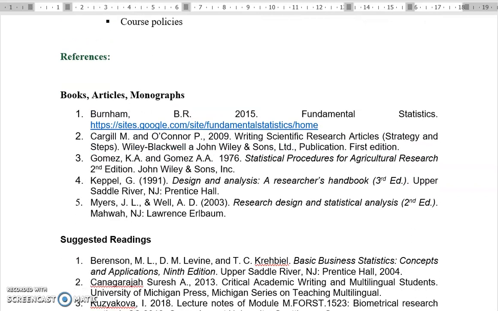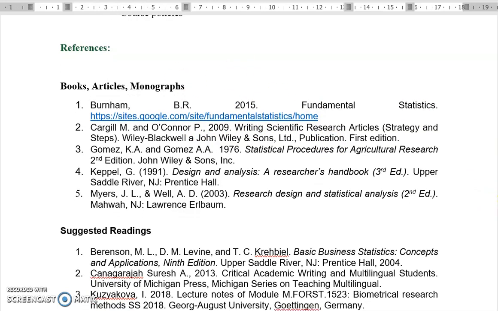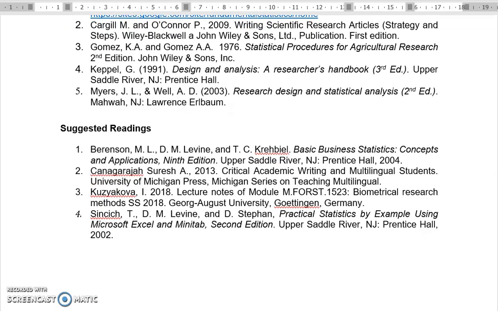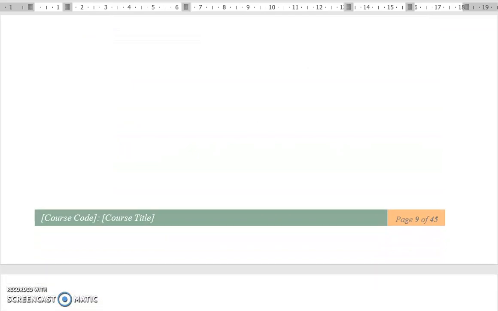So our references for this semester, you have here Gomez and Gomez, Statistical Procedure for Agricultural Research. Here si Myers, Keppel, and Burnham, Fundamental Statistics. You can check this, number 1, Burnham, Fundamental Statistics. This is online lang, a book. So please check that out. And then you have here suggested readings. You can check those all out.